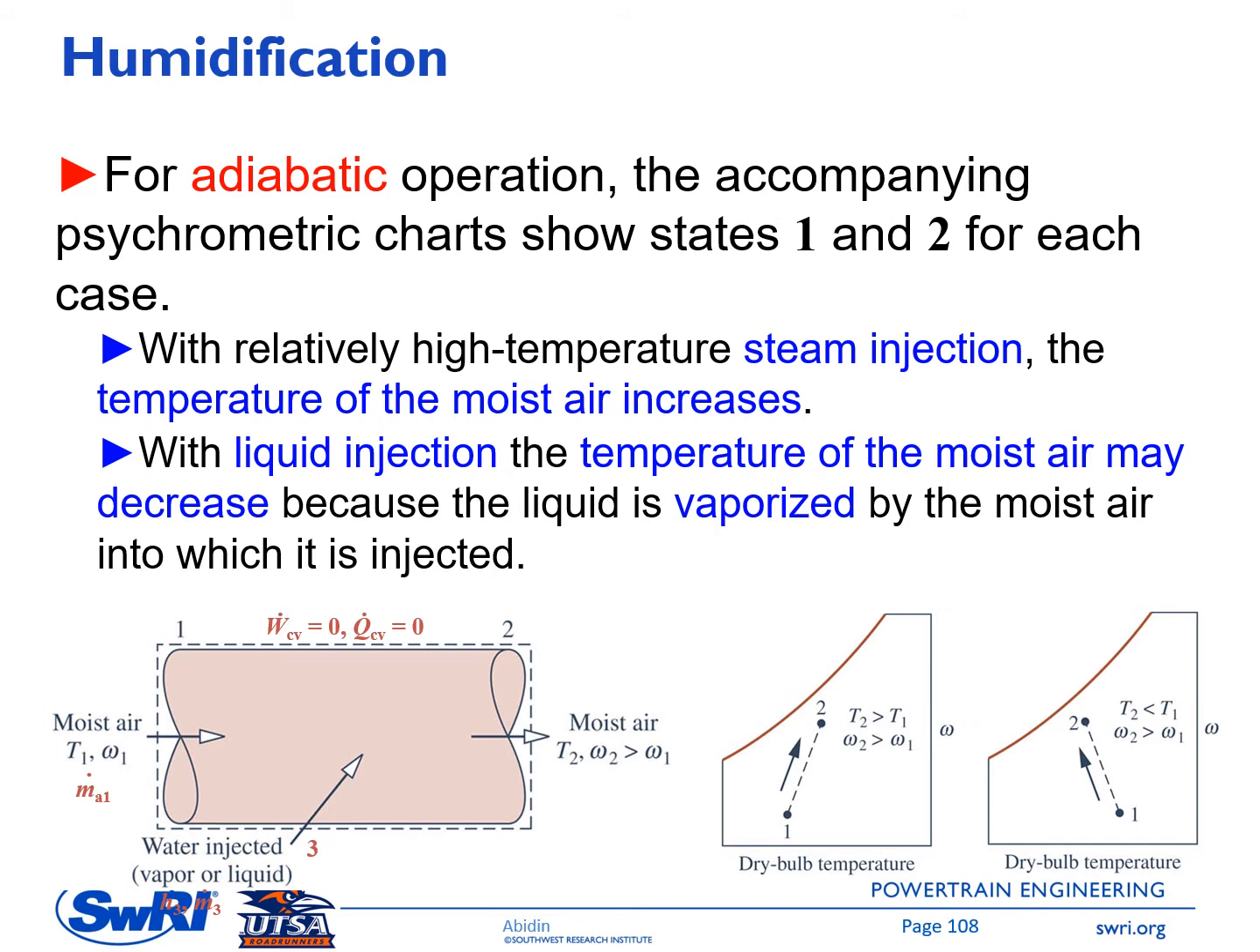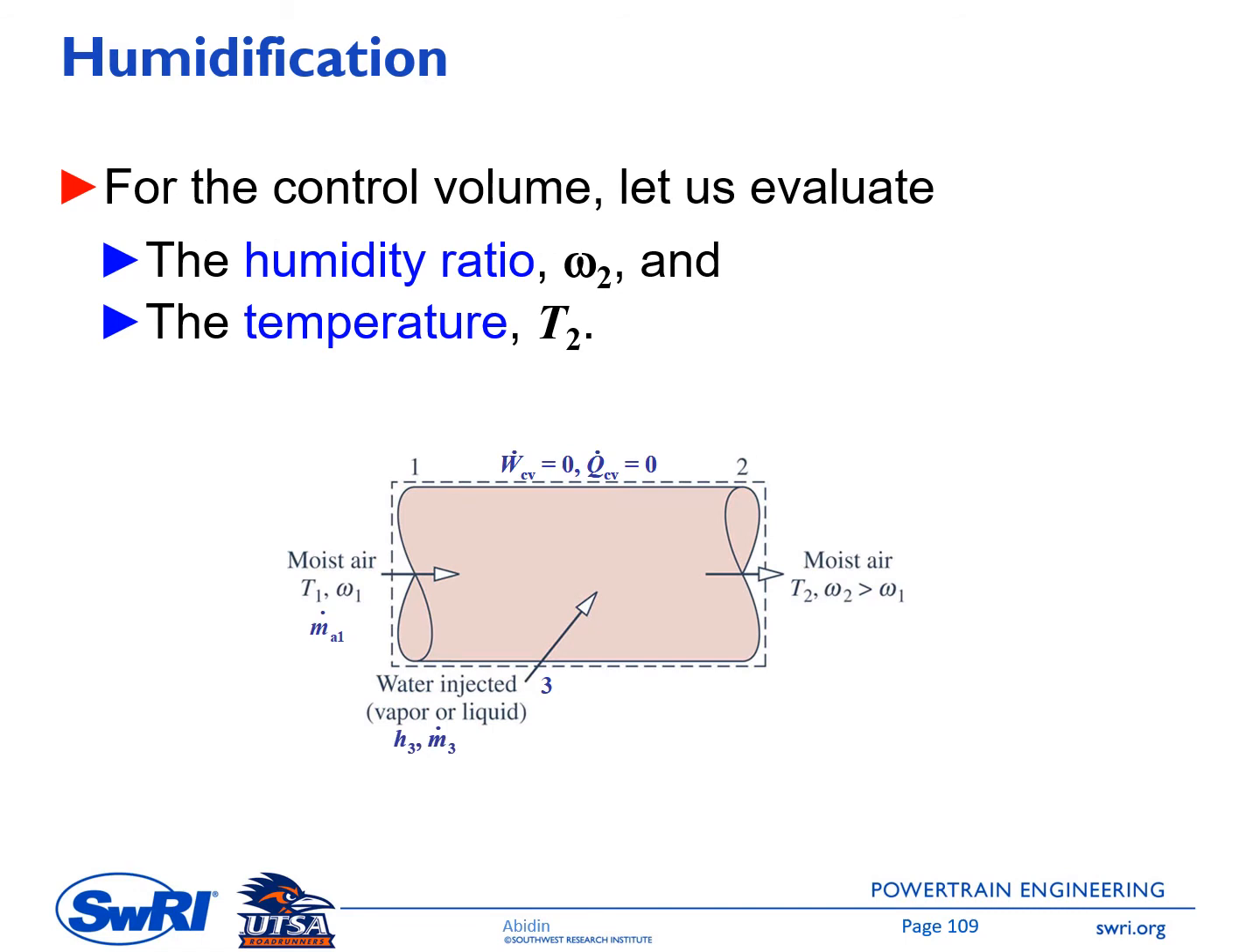The first one is the case where T2 is higher than T1, so we inject steam. The second is the case where we inject liquid and T2 is lower than T1. In both cases, omega 2 is higher than omega 1. The humidity ratio and T2 can be calculated by applying conservation of mass and energy.